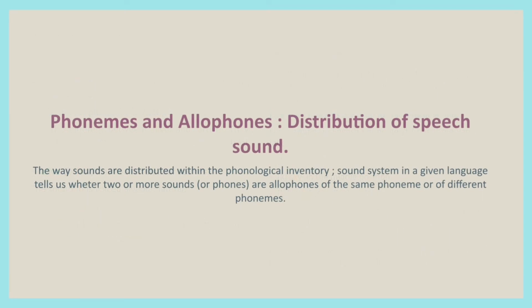Phonemes and allophones as distribution of speech sound. The way sounds are distributed within the phonological inventory, the sound system in a given language, tells us whether 2 or more sounds or phones are allophones of the same phoneme or of different phonemes. Some notes for allophones of the same phoneme. Phonemes are contrastive, but allophones are non-contrastive. Phonemes have unpredictable distribution, but allophones have predictable distribution.